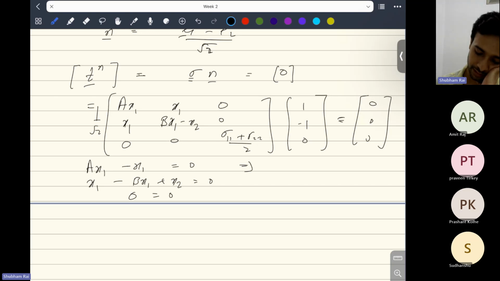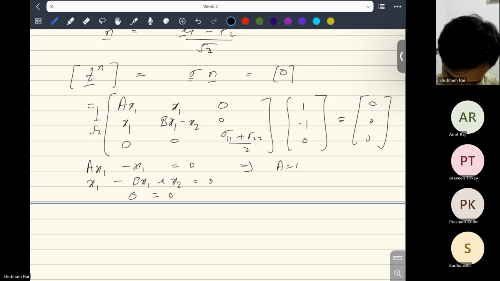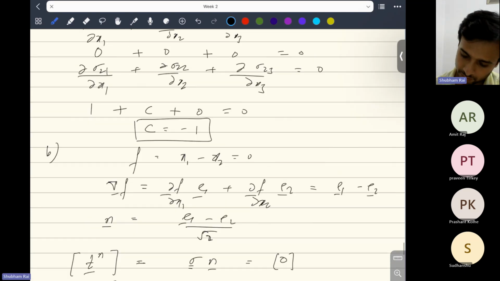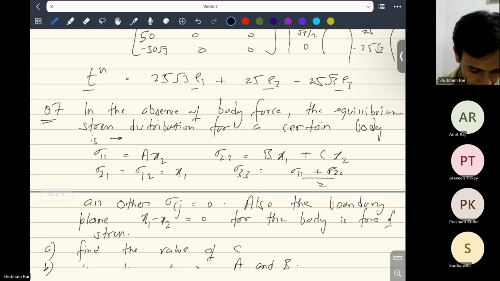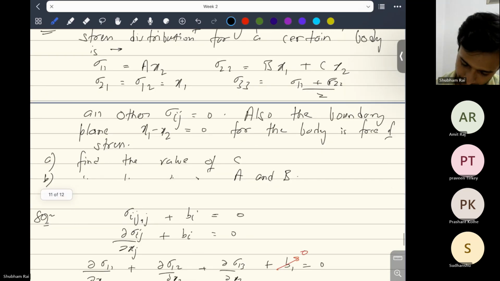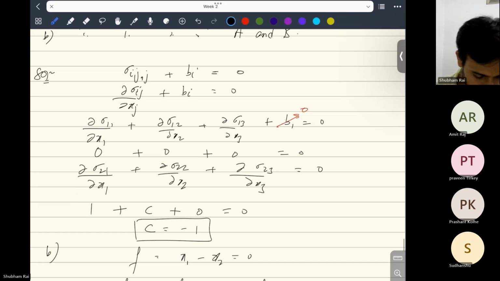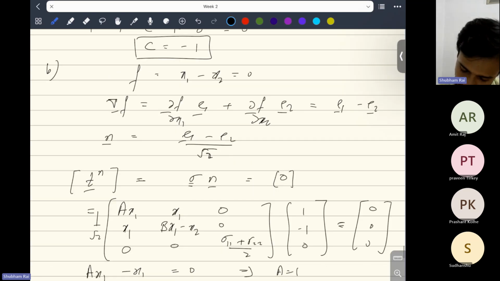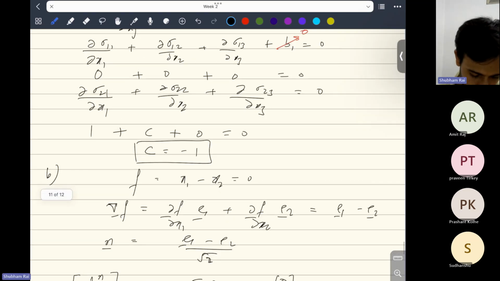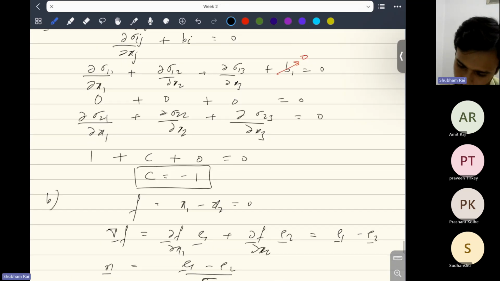So from first equation you get a is equal to 1, and from second equation what you get, I think I have done most. Actually this is not x2, this is x1 only. Just wait. This is ax1, okay, bx1 cx2, okay.